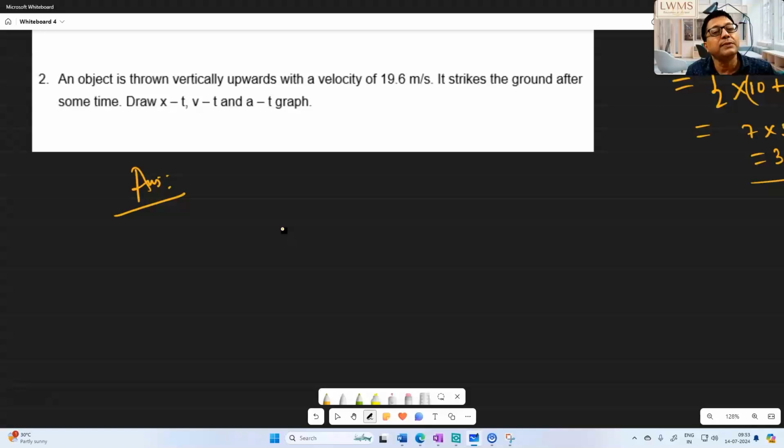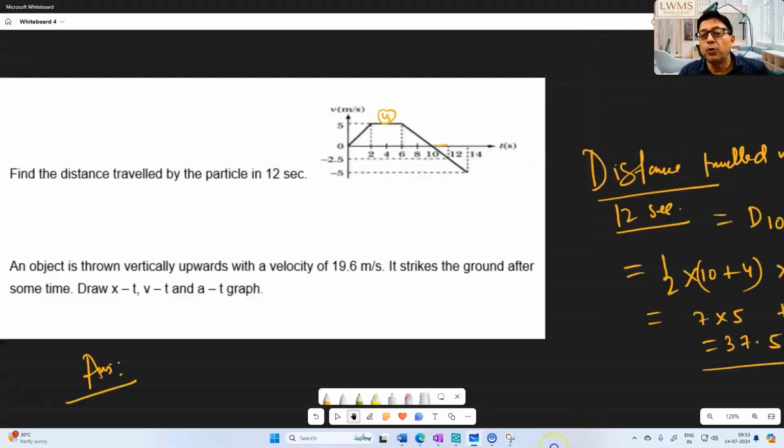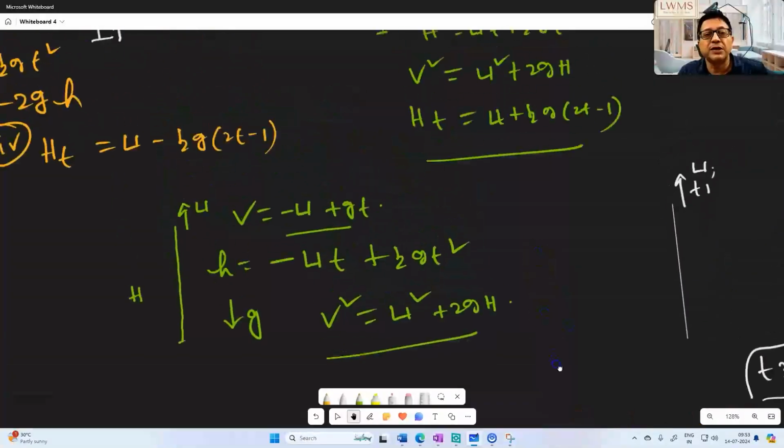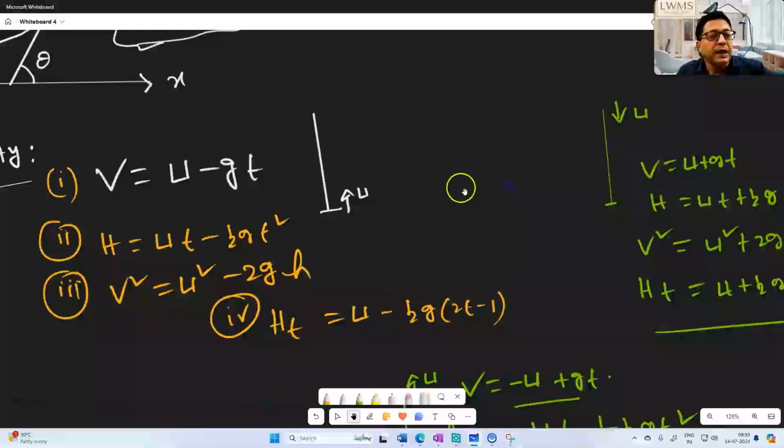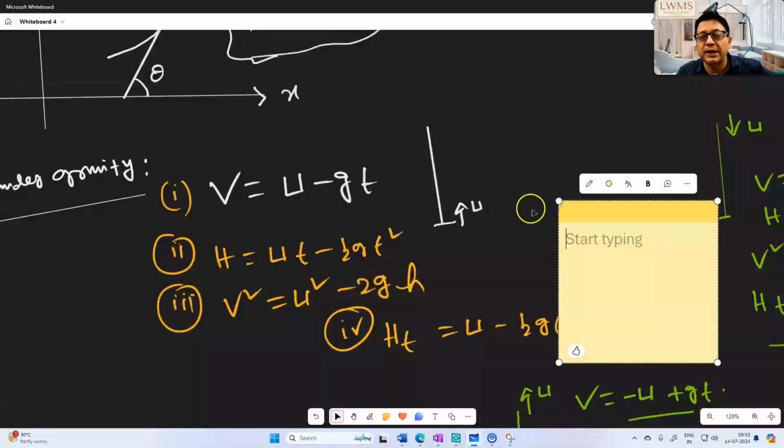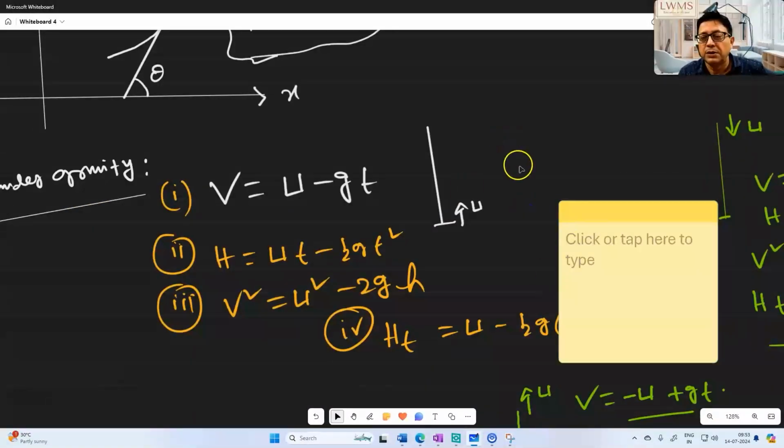After what time? If we go back there, motion under gravity, I remind you of another thing that is called maximum height. You remember it? U square by 2g. Time of flight. Time of flight means time taken to go up and then to come down. T equal to 2u by g.